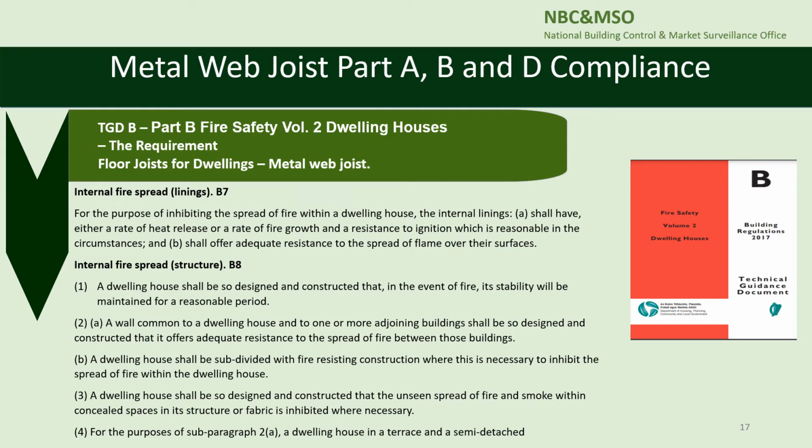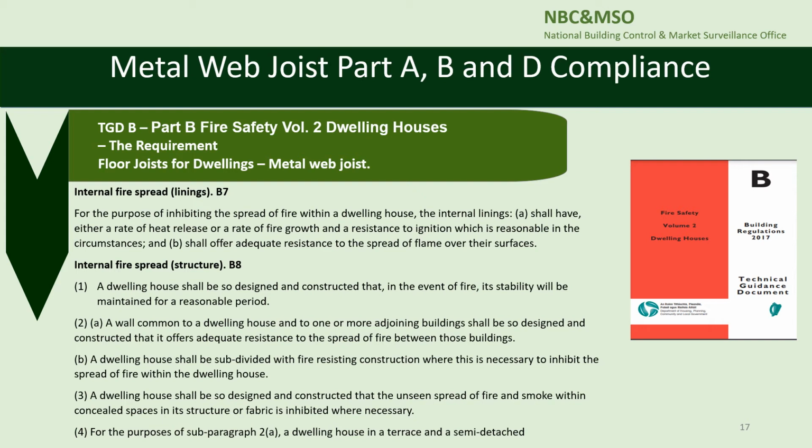So Part B, Fire Safety Volume 2, Dwelling Houses. The requirement, internal fire spread linings B7. For the purpose of inhibiting the spread of fire within a dwelling house, the internal linings shall have either a rate of heat release or a rate of fire growth and a resistance to ignition which is reasonable in the circumstances, and shall offer adequate resistance to the spread of flame over the surfaces.